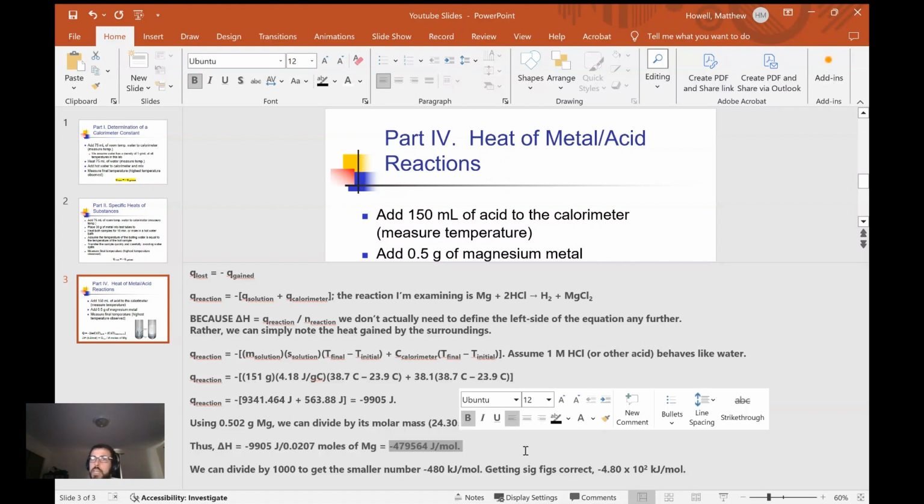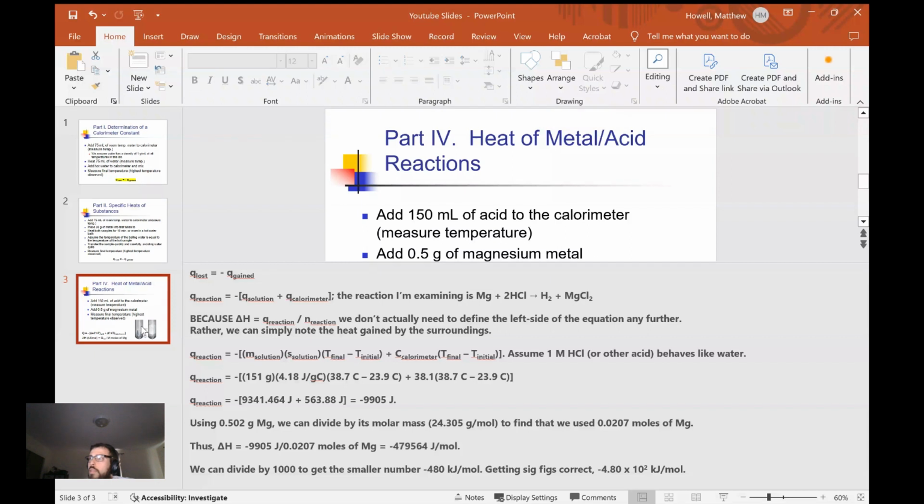Before rounding off, I'll say minus 479,564 joules per mole. Often these values are big, and so we often divide by 1,000 to get a relatively smaller number, kilojoules per mole. So minus 480 kilojoules per mole is our answer. In this problem and the rest, I report the correct number of sig figs, and I just go with 3. So to express it with the right number of sig figs, I would do minus 4.80 times 10 to the 2 kilojoules per mole. Again, that's an exothermic reaction, as we would expect.